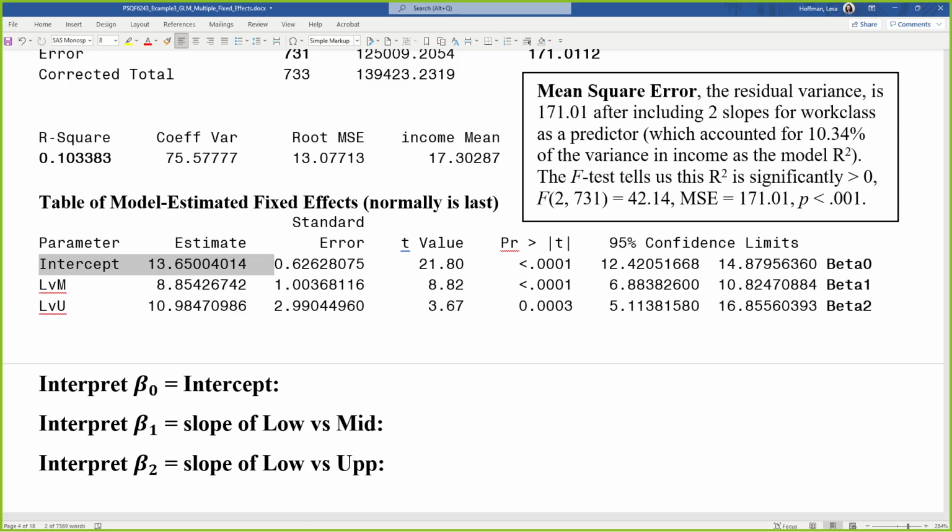Will I repeat the role of t one more time? Certainly. T is an equalizer. It's a standardization. It's a way of expressing in standardized units how far away your sample slope is from the null hypothesis slope. Null hypothesis is 0. So a t of 8.82 tells me that this slope is 8.8 standard errors away from the null. And this t tells us that the second slope is 3.67 standard errors away from the null.